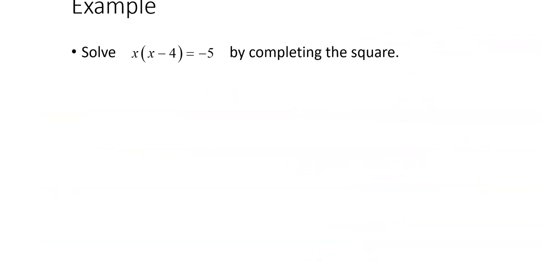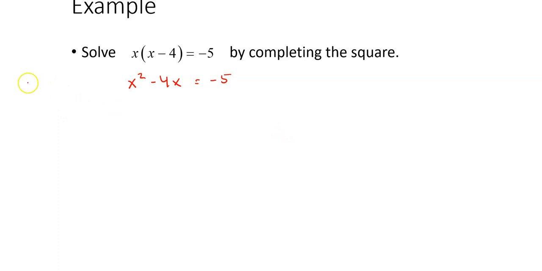Right, what do these answers look like when I work through completing the square? So let's try one by completing the square. This is not in the form yet of being ready to complete the square, so let's distribute the x. X squared minus 4x equals negative 5. Now that looks like a completing the square problem. We said it's half of b, square it, add it to both sides.